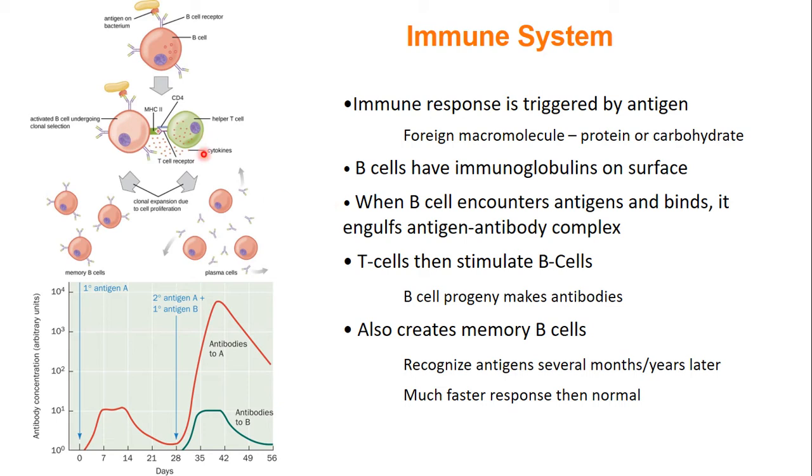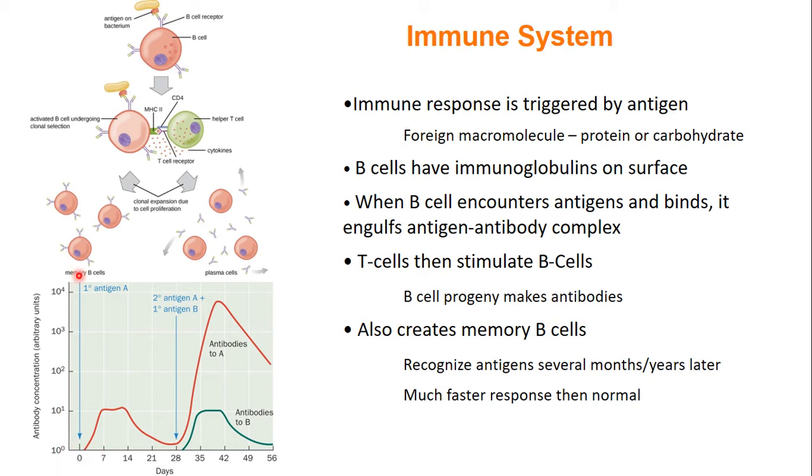And T cells stimulate the B cells to become activated. B cells will do two things. One, you'll create other B cells that will make antibodies that will bind to this antigen. And you'll also create memory B cells, which will recognize this antigen for several months or years down the road. So if you're infected by the same antigen, then you can have a much faster response time to that foreign macromolecule. And we can see that here in this graph.